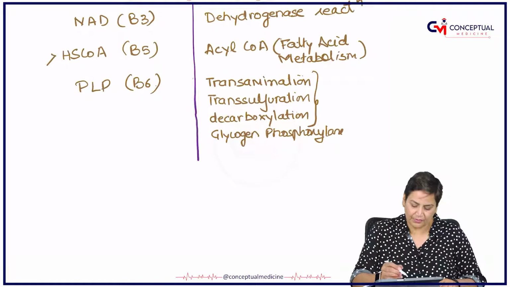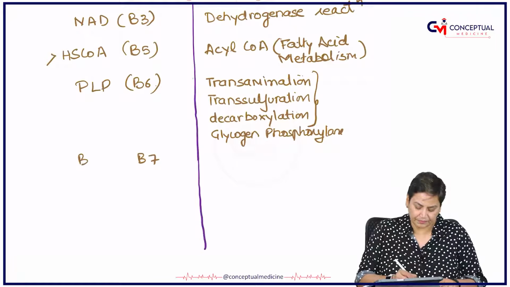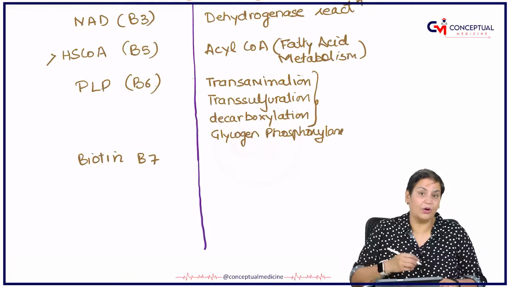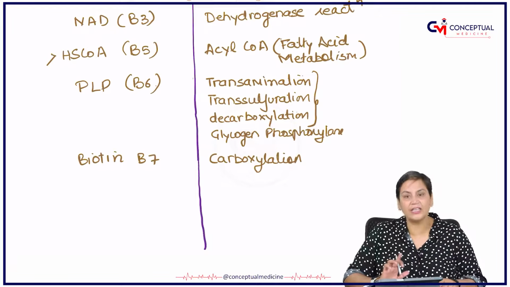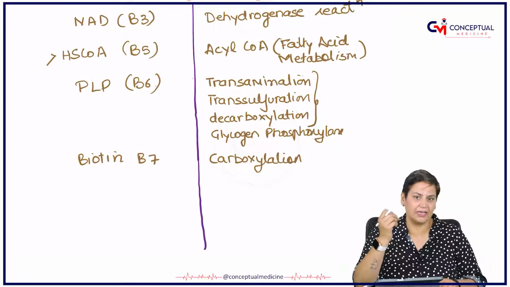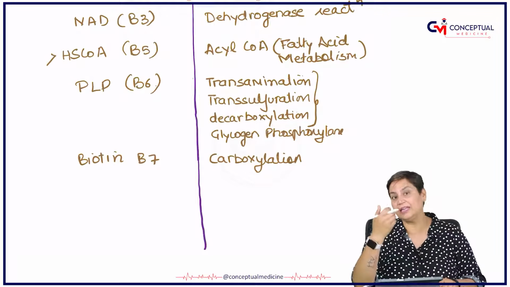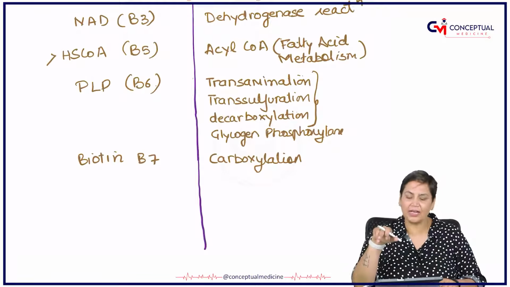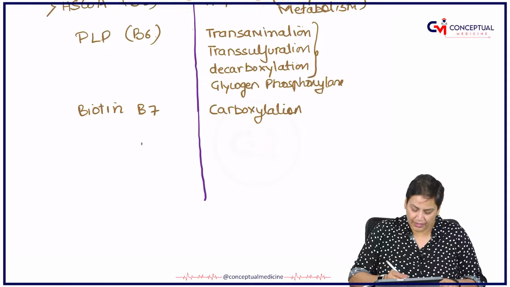Then coming over to the next, B7. B7 is biotin. And always remember, biotin always catalyzes carboxylation, meaning it attaches carbon dioxide. Whenever decarboxylation is there, it is removal of carbon dioxide. Whenever carboxylation is there, it is addition of carbon dioxide, so it is like increasing one carbon atom. Whenever we are increasing one carbon atom, biotin is used. Whenever we are decreasing one carbon atom, PLP is used. But when one carbon atom is removed in the presence of oxygen, it becomes oxidative decarboxylation, for which TPP is required.